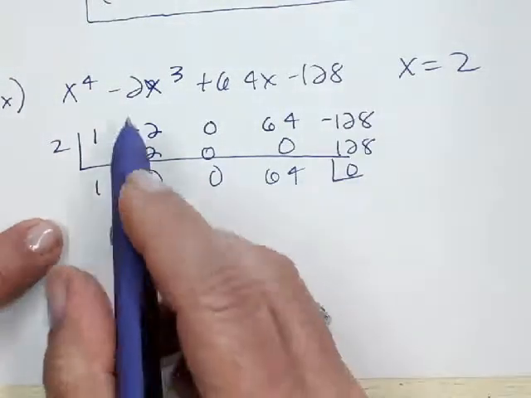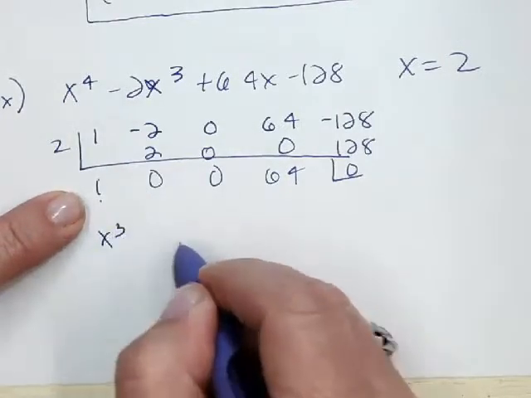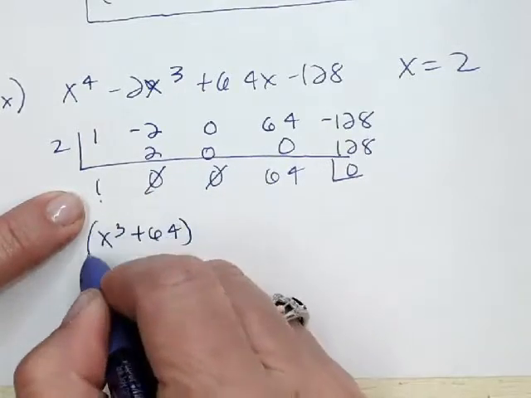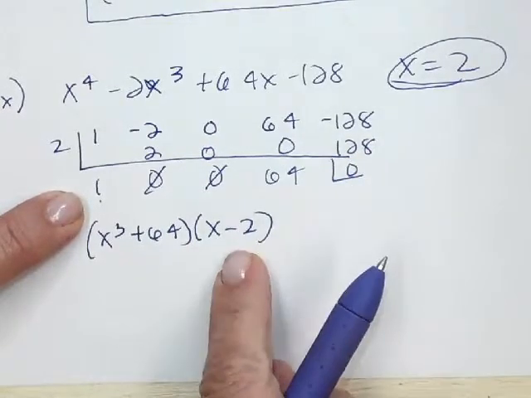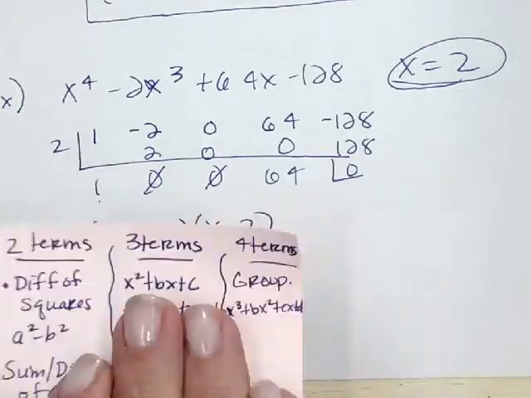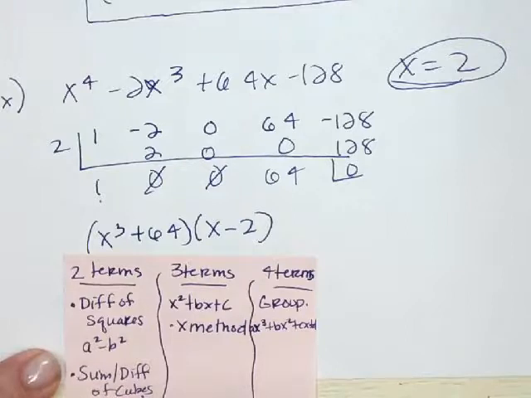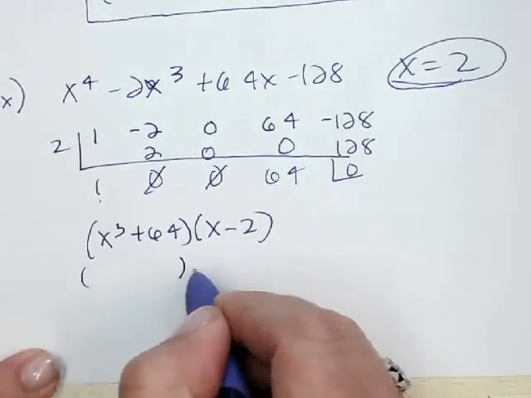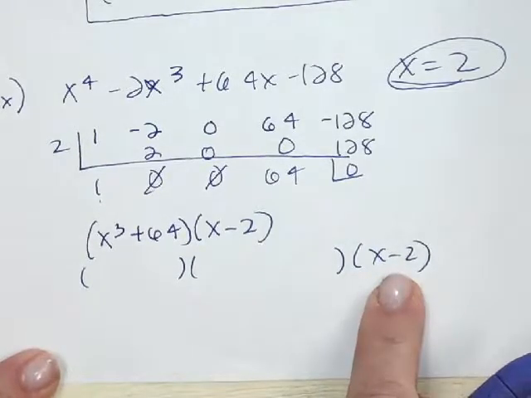So now I'm going to drop down 1 degree. So this is going to be x cubed, not an x squared, not an x to the 1st, plus 64. And I'm going to bring down my factor that I was given. So 2 terms, obviously not a difference of anything. It is a sum of cubes. And so if it's a sum of cubes, you're going to have binomial, trinomial, and my factor that was given.